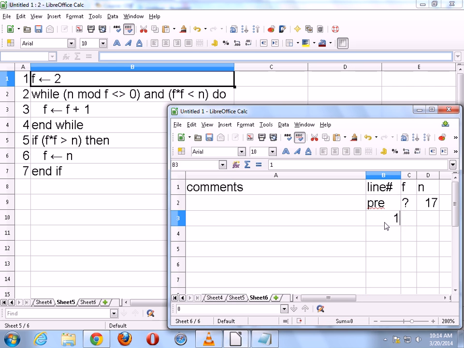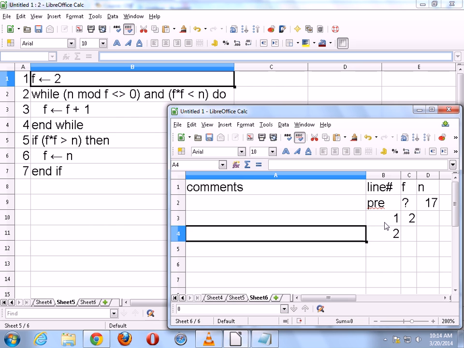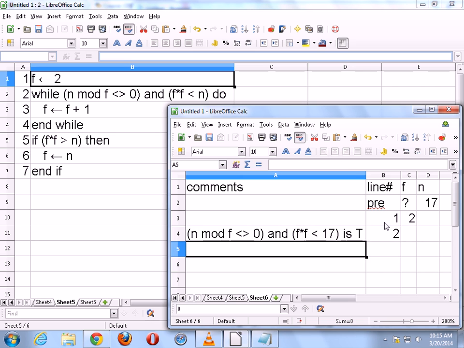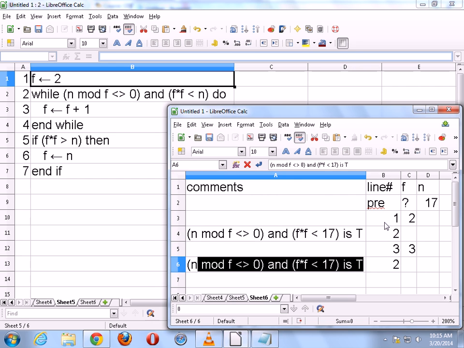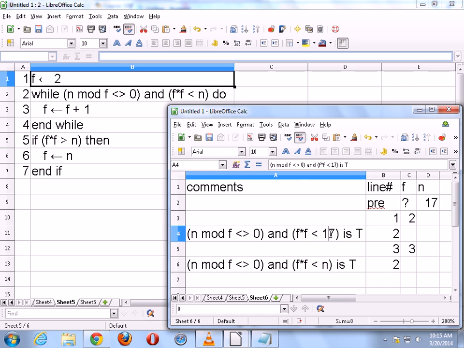Okay. Line 1 initializes f to 2. Line 2 evaluates the condition. N mod f is different from 0 is true, because it is 1. F is 2, 2 times 2 is 4, 4 is less than 17 is also true, so the entire expression is true. Go to line 3, add 1 to f, f becomes 3, go back to line 2. 17 divided by 3 has a remainder of 2, 2 is different from 0 is true. 3 times 3 is 9, 9 is less than 17 is true. I should say n and not 17, so I'm going to fix this one too.